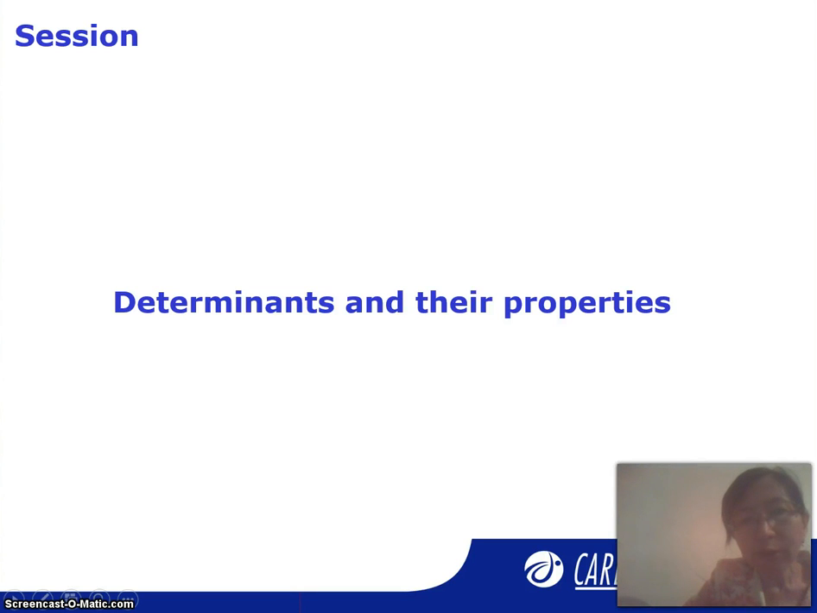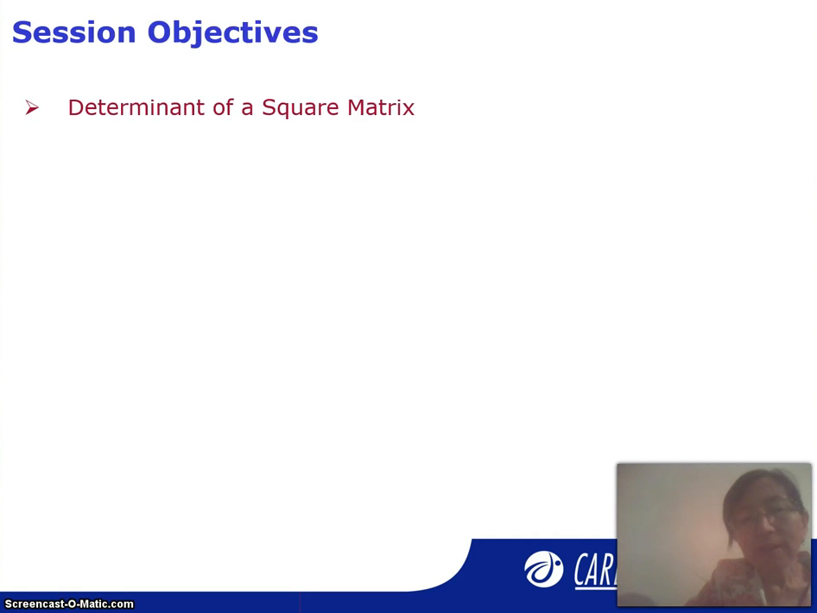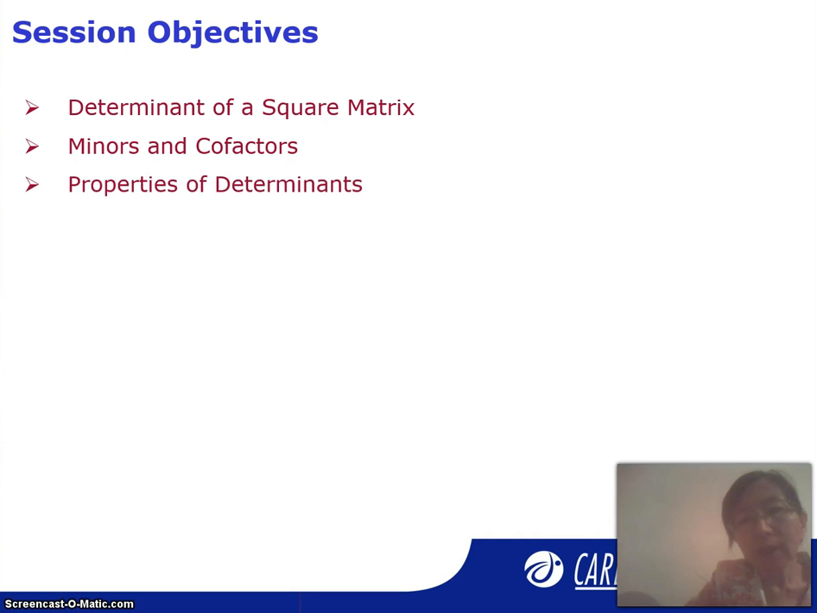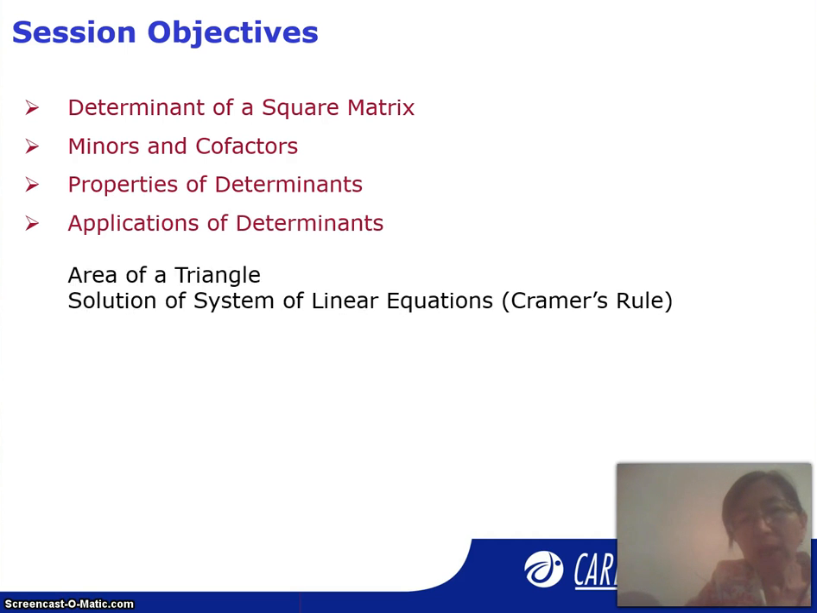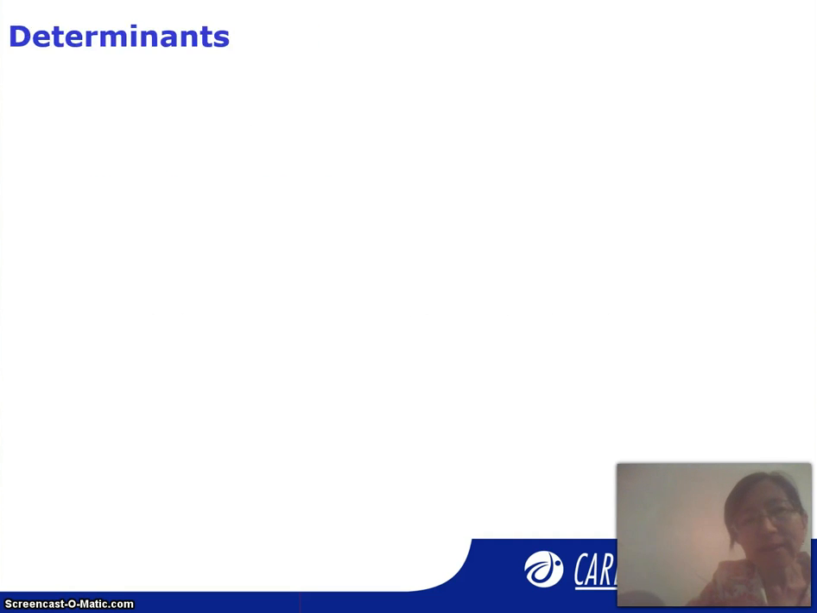Good morning, dear students. Today we will consider a lecture on Mathematics 1. Today we will consider the theme determinants and their properties. Please, next question. Determinants of a square matrix, minors and cofactors, properties of determinants, application of determinants, area of a triangle, solution of a system of linear equations, Cramer's rule. And we'll consider a class exercise.